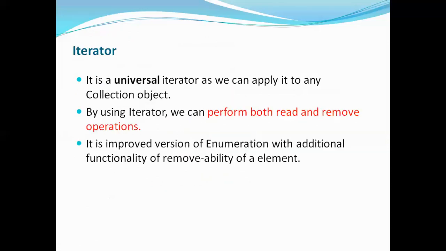Now let's see the second one. This is a basic iterator, the second type. So let's see what the second iterator is. We have seen the major drawback of enumeration is that it is not a universal iterator and it is applicable only for legacy classes, that is Vector and Hashtable. Whereas Iterator is a universal iterator as we can apply it to any collection object. So there is no restriction on this.